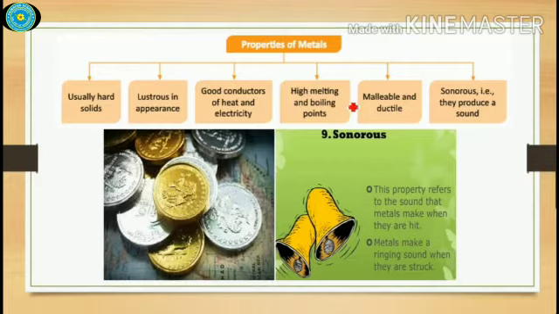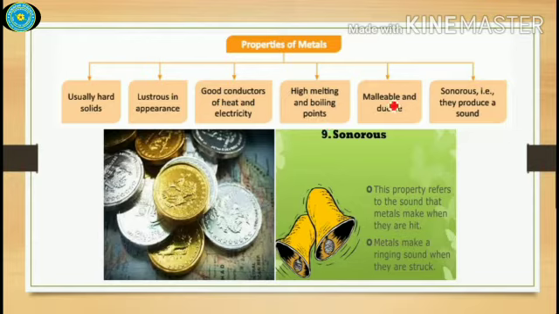Now we are going to see their properties. Metals are usually hard solids. They are lustrous in appearance. That means they are shiny in nature. For example, here you can see a silver coin and a gold coin. They appear to be shiny. They are good conductors of heat and electricity. High melting point and boiling points.